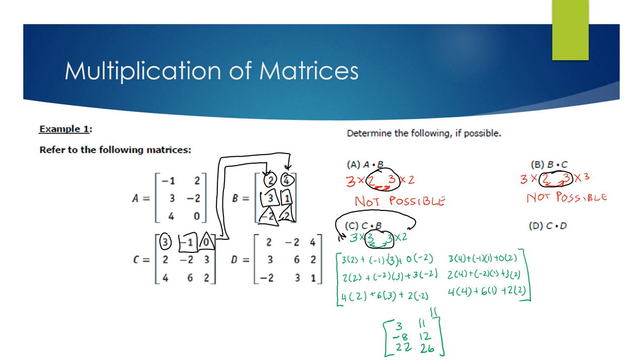C times D. C is a 3 by 3 matrix. D is a 3 by 3 matrix. These are the same, so I can multiply them. So again, I'm going to take 3 times 2, negative 1 times 3, 0 times negative 2. Oh, that should be a square. That should be the triangle. And I go through the same procedure. I take each row of the first matrix and multiply it through the columns of each of the others, adding the results together. And that's going to give me each term of the matrix.